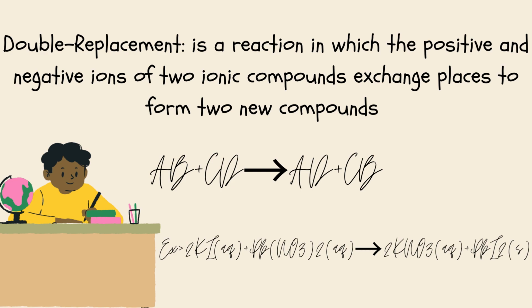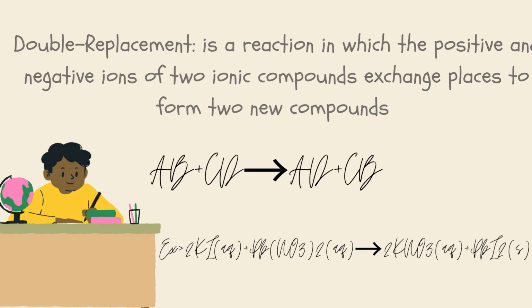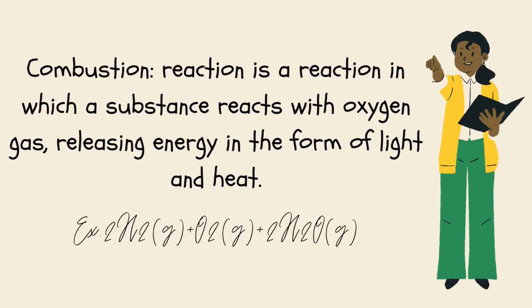There's something I forgot to say about double replacement. A and C are positively charged and B and D are negatively charged ions. In order for a reaction to occur, one of the products is usually a solid precipitate, a gas, or a molecular compound such as water.